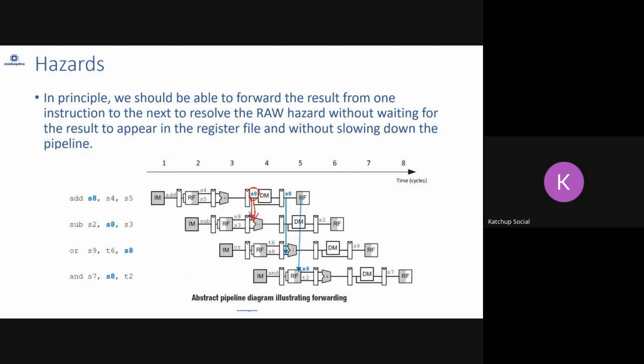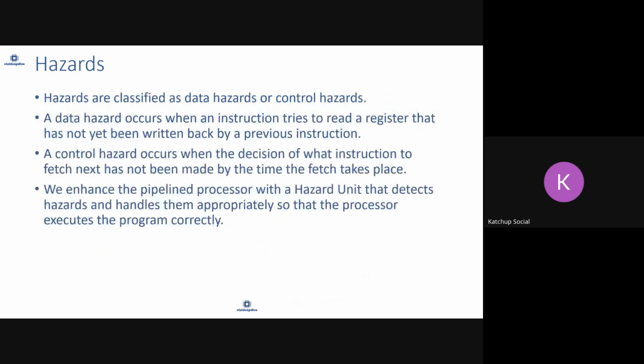So in principle, we should be able to forward the results from one instruction to the next to resolve the read after write hazard, and we don't have to wait for it to appear in the register file and then read it. So if you think in abstract, we should be able to solve it if somehow we can forward the result. Okay.